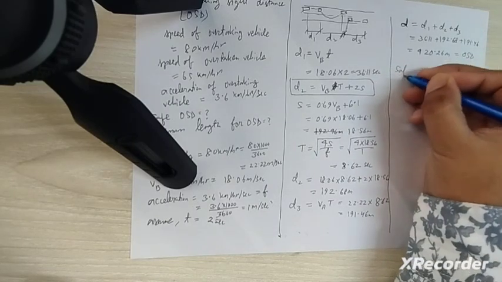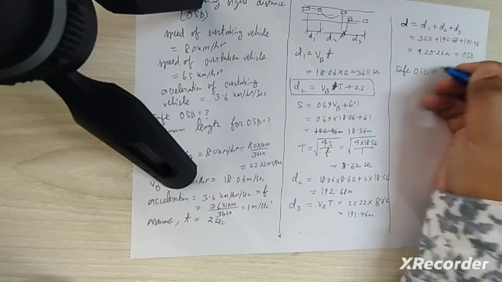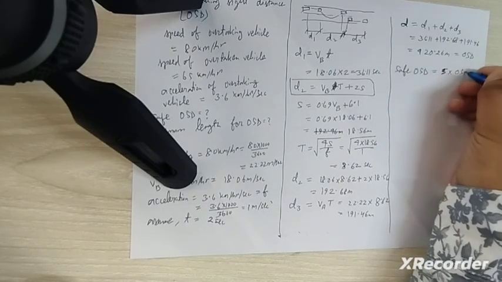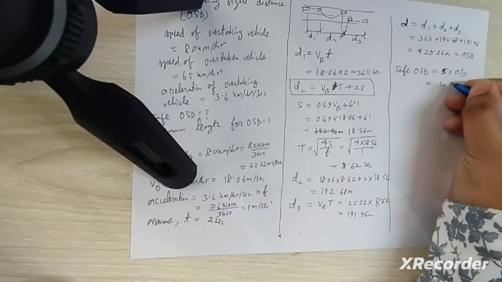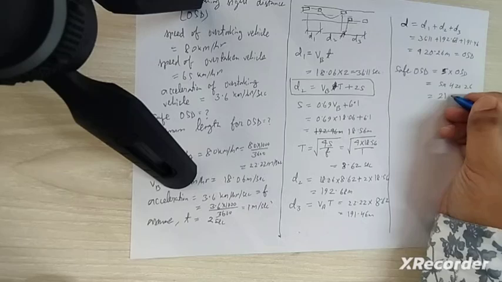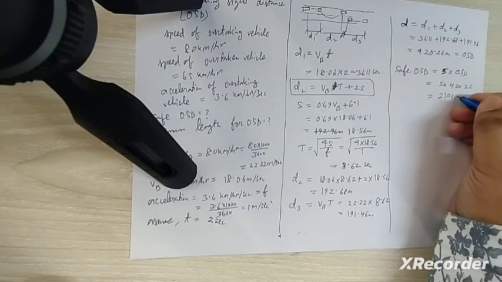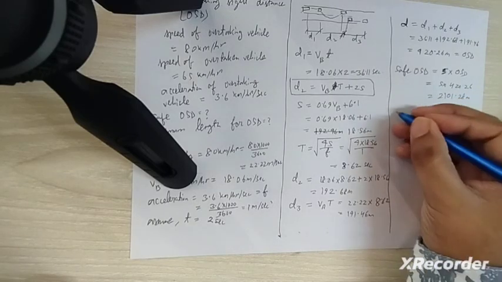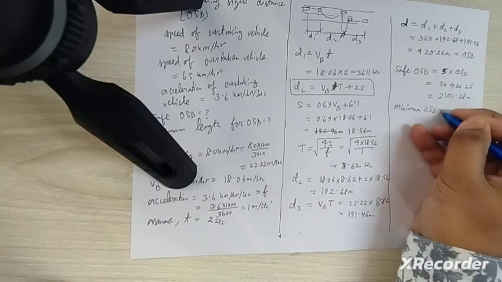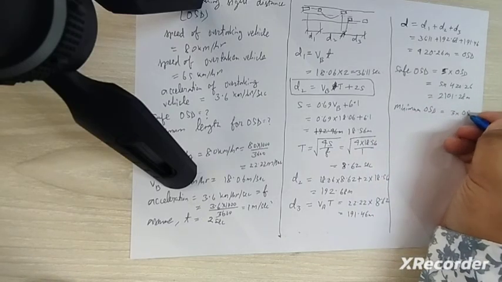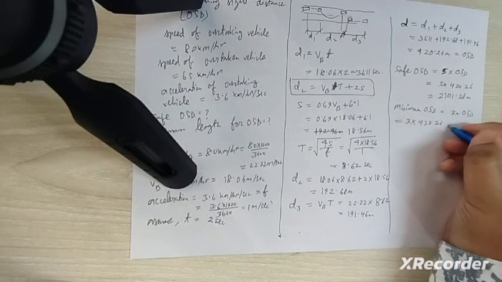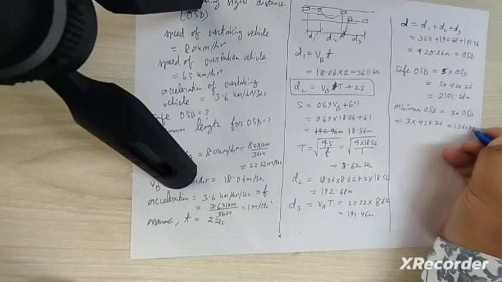Now the safe OSD will be 5 times our calculated OSD, which is 5 into 420.26, that is 2101.28 meter. And the minimum OSD will be 3 times the calculated OSD, so 3 into 420.26 will give us 1260.77 meter.